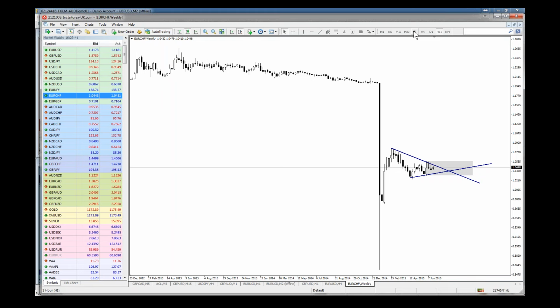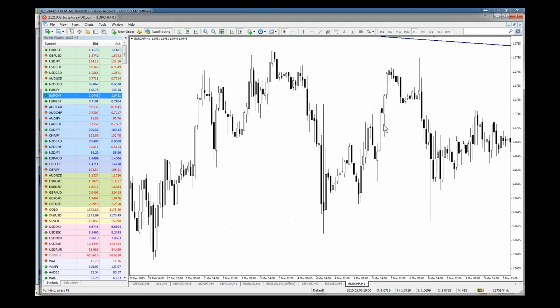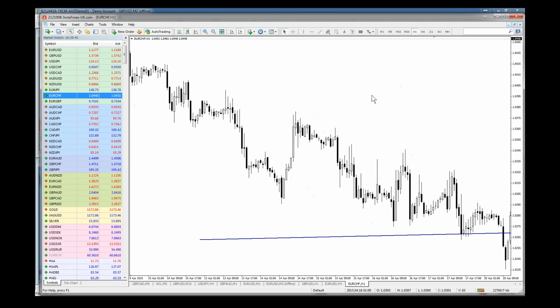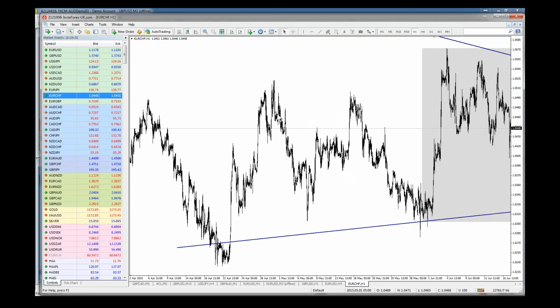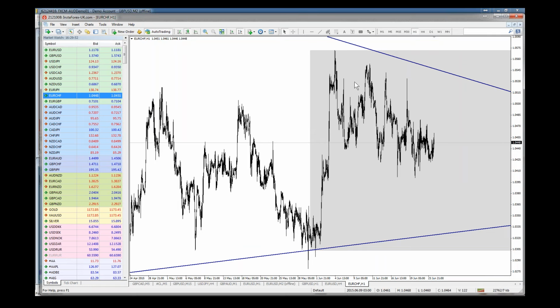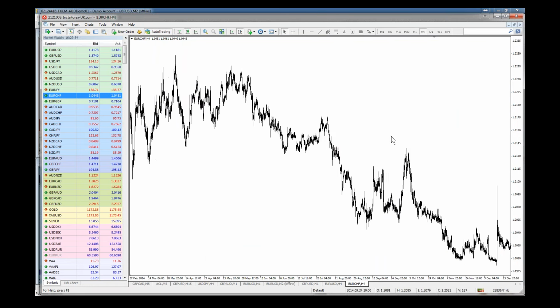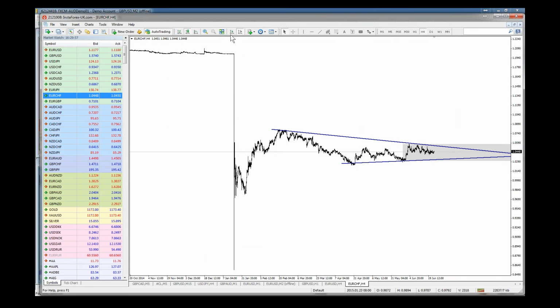And then I can come down to a 1 hour and get a closer look. And then in a 1 hour, I'll see if there's a price trap in the price trap. I got to squeeze this in a little bit more. Let's go to a 4 hour. And then open this up a little bit.